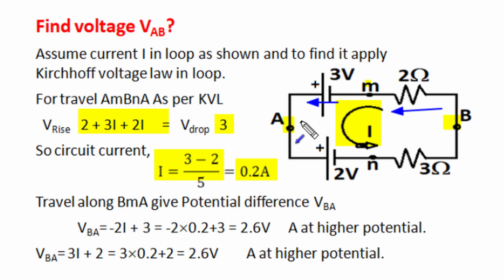Now the same calculation will result when we travel from B to A through N, and now both 3I and 2 volt are a rise, so taken as positive, and the result is again 2.6 volt. Positive value means A is at high potential.